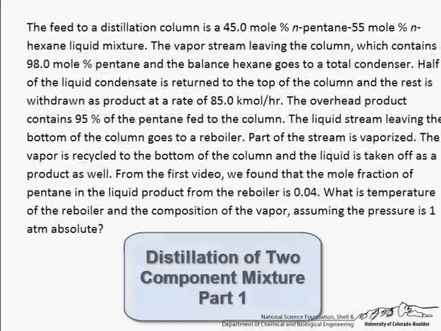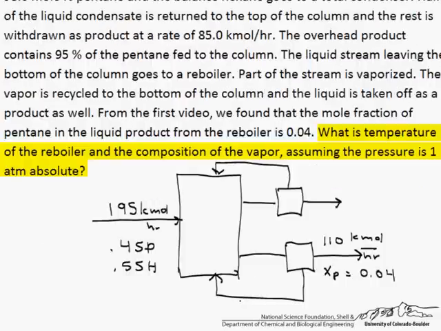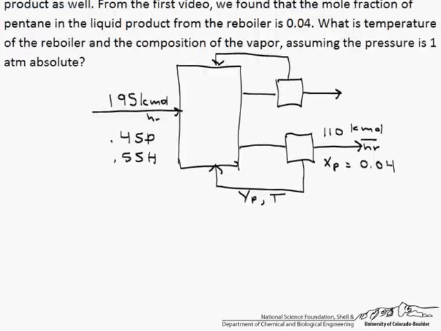This is a continuation of the distillation problem. Here, we're looking for the temperature of the reboiler and the composition of the vapor, assuming the pressure is 1 atmosphere absolute. So let me draw the picture again and show you what it is that we're looking for. So what we're looking for is this part of the problem. And because the liquid and the vapor are in equilibrium, we can therefore use Raoult's law.